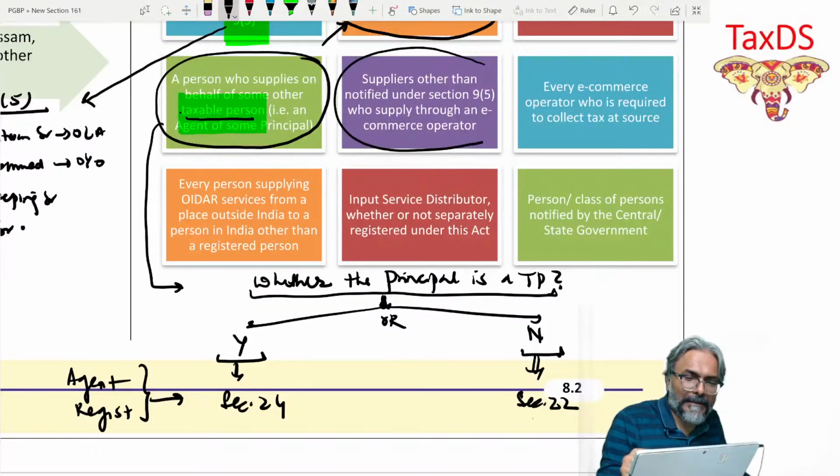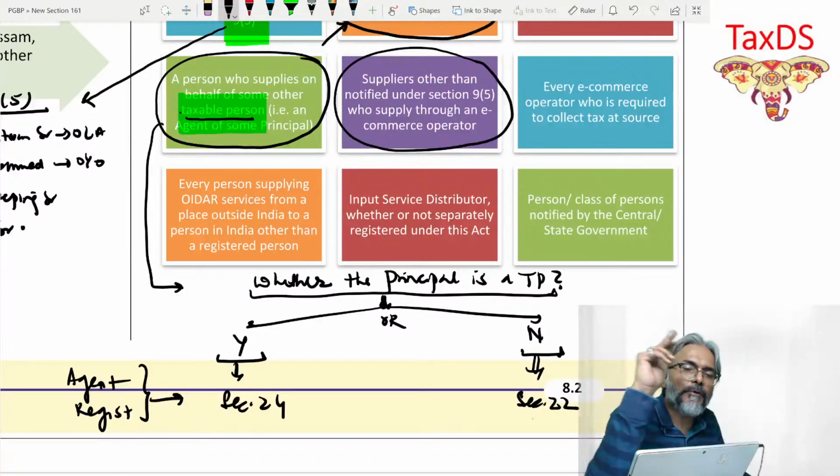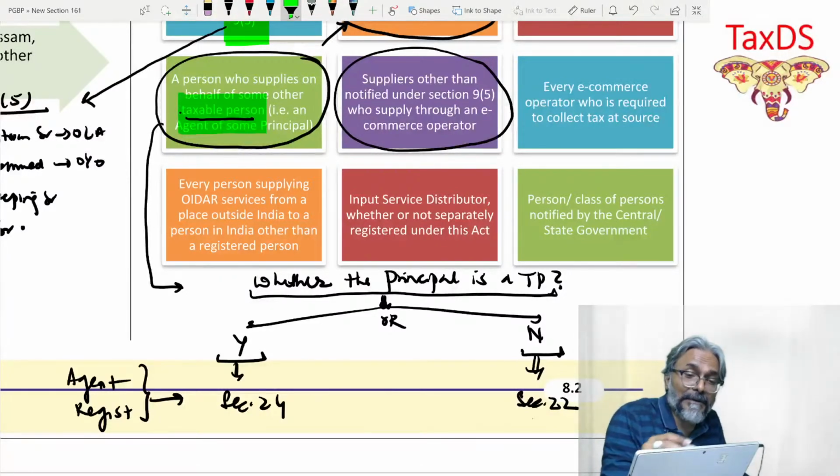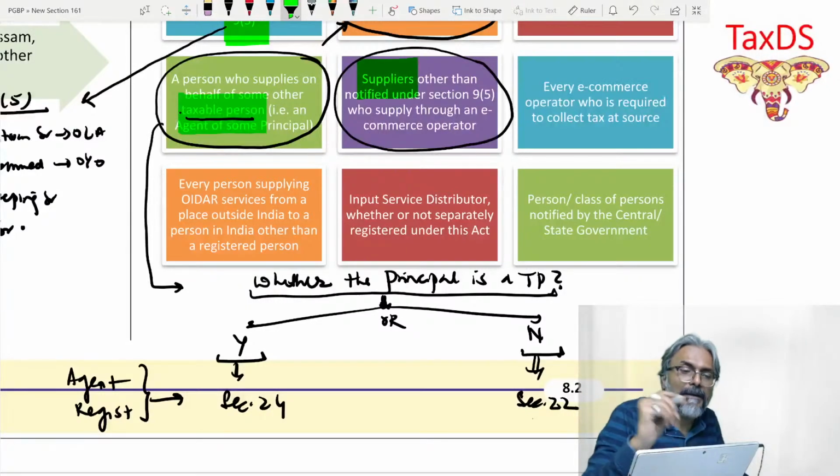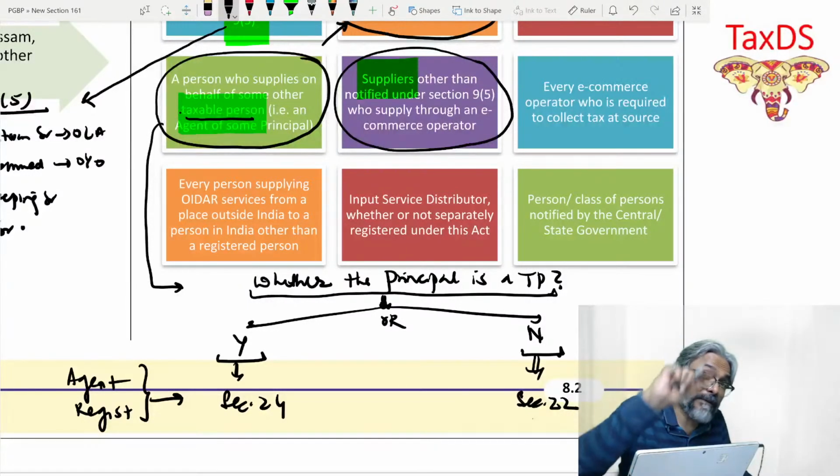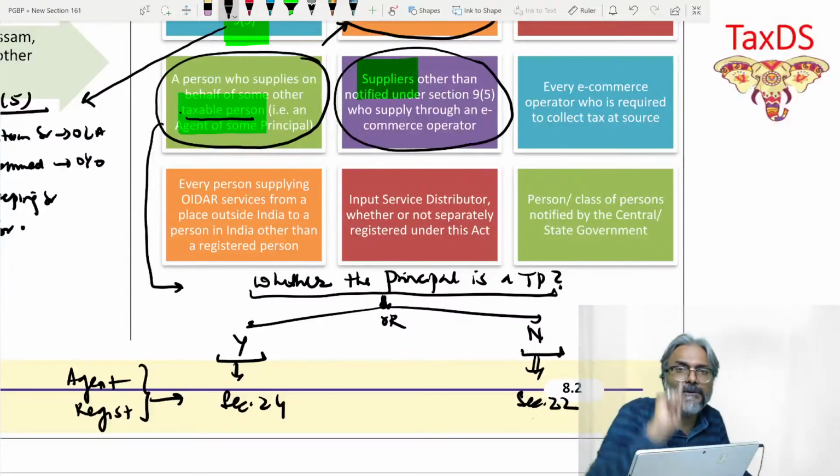Supplier other than those notified under 9(5) who supply through an e-commerce operator. Who supply other than through an e-commerce operator. Now this is talking about the supplier, students. Supplier registration. So here the registration is of whom? Of the supplier who is supplying through the ECO.